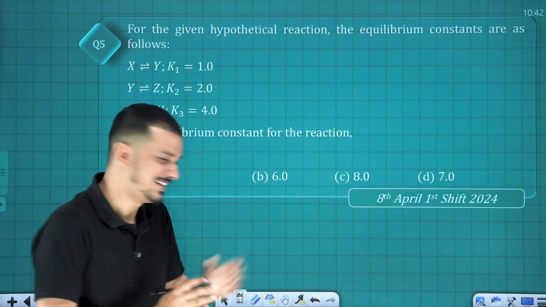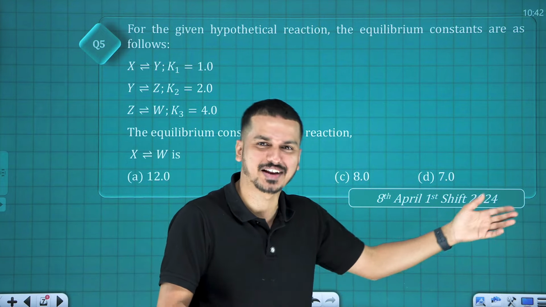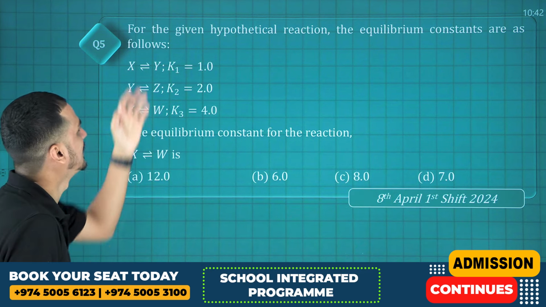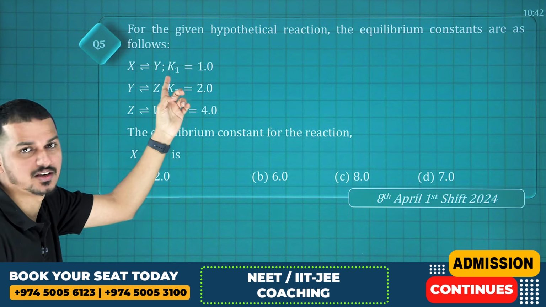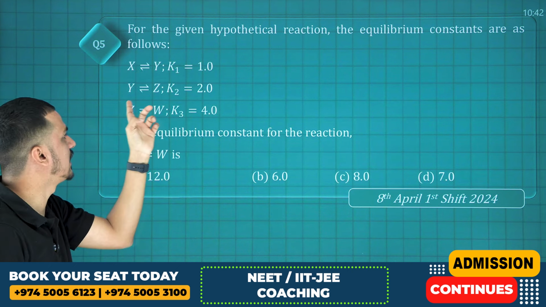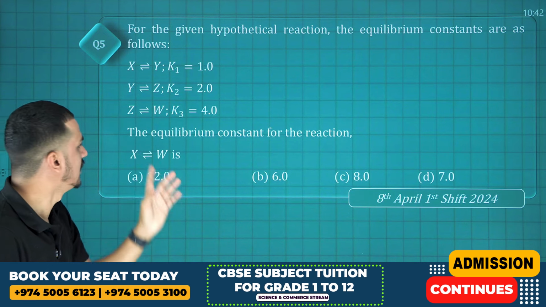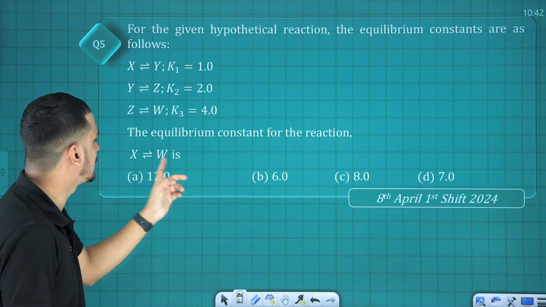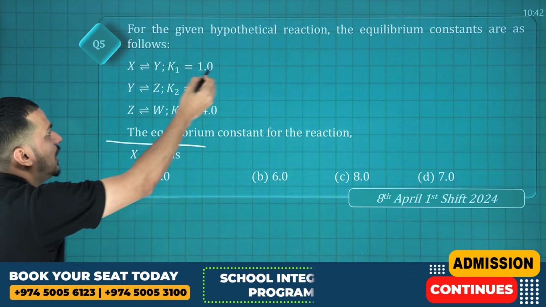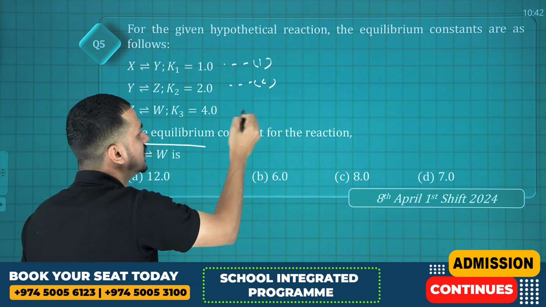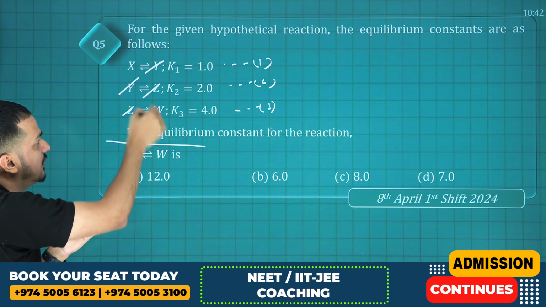Question number 5. This is a very simple and humble question; they asked it again in 2024. For the given hypothetical reaction, the equilibrium constants are as follows. X reversibly gives Y, equilibrium constant is 1. Y reversibly gives Z, equilibrium constant is 2. Z reversibly gives W, equilibrium constant is 4. They are asking for the equilibrium constant for the reaction X reversibly gives W. How can I get this reaction? I have to add these three equations. If I add them, Y will get cancelled, Z will get cancelled, and I will get X reversibly gives W.